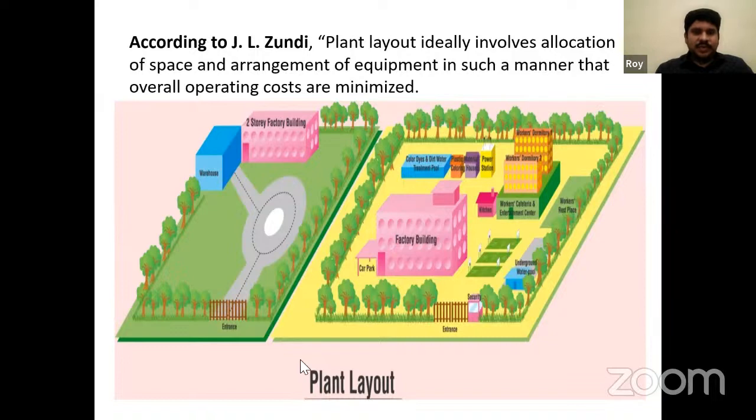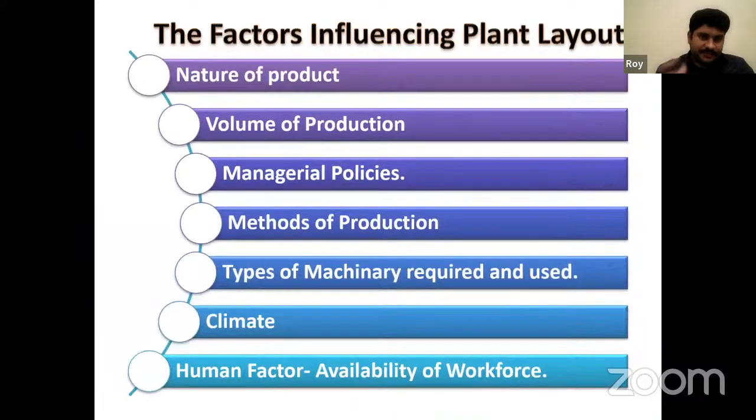If this cost is more, if it is increased, then it will affect the final cost of the particular product, that we need to understand. Now, this is important. What are the factors influencing the plant layout? I have a plant layout, how the machines and everything are arranged. What are the factors that will influence it?